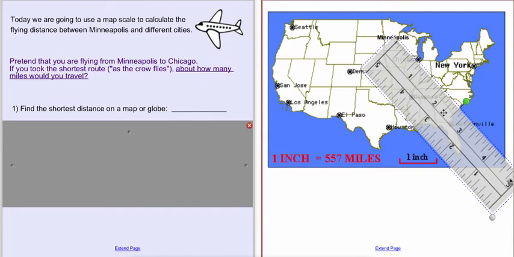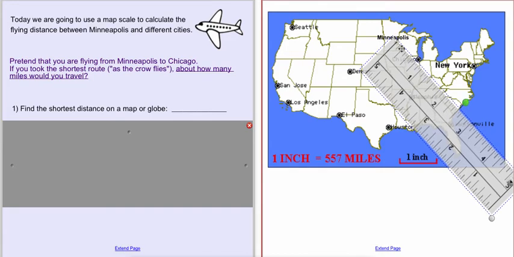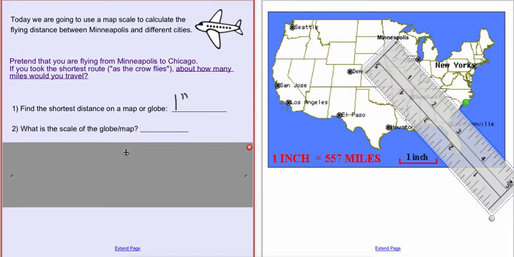So it looks like it's about 3/4. Here's 1/4, half an inch, 3/4, and 1 full inch. So I'm going to say it's about 3/4 of an inch, but we're going to round to the nearest half inch. So let's say it's about 1 inch approximately. Okay? So the scale is 557 miles to 1 inch, or every inch is equal to 557 miles.